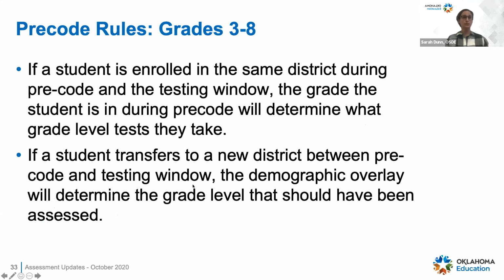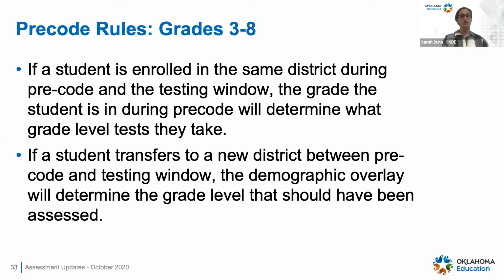There are some rules around Precode. Whatever grade a student is enrolled in on January 8th is the grade level test they will be expected to take. So even if you have a student who is in the 3rd grade on January 8th, but is somehow promoted to the 5th grade in March, they still will be expected to take the 3rd grade assessment.